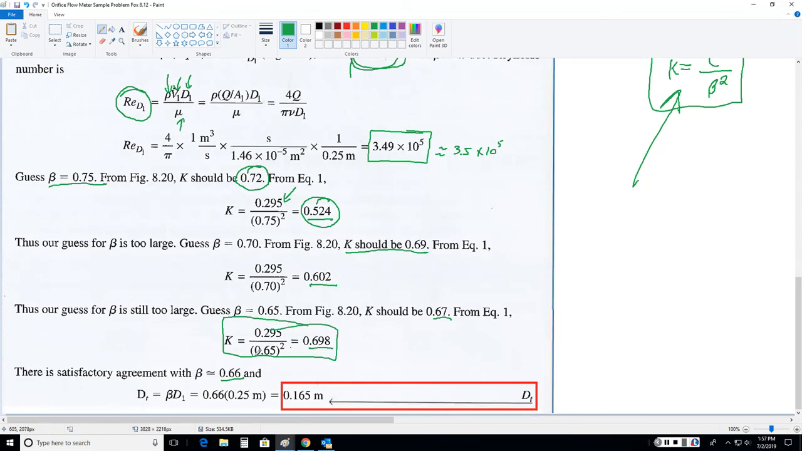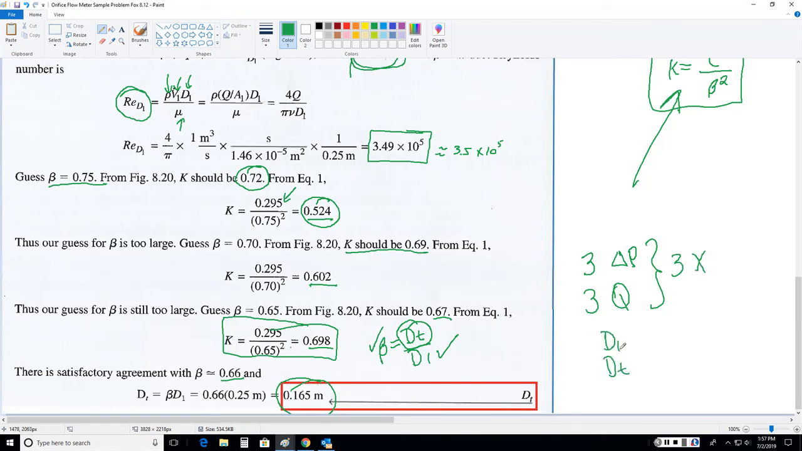Okay? And then once they find their beta, well, remember that beta equals dt divided by d1. You already know this one. You just iterated beta, and this is your only unknown, and that's how they're able to get dt. So you have 3 delta p's with 3 q's. So you're going to do this 3 times. And you're going to get a dt for your first one, a dt for your second one, and a dt for your third one.